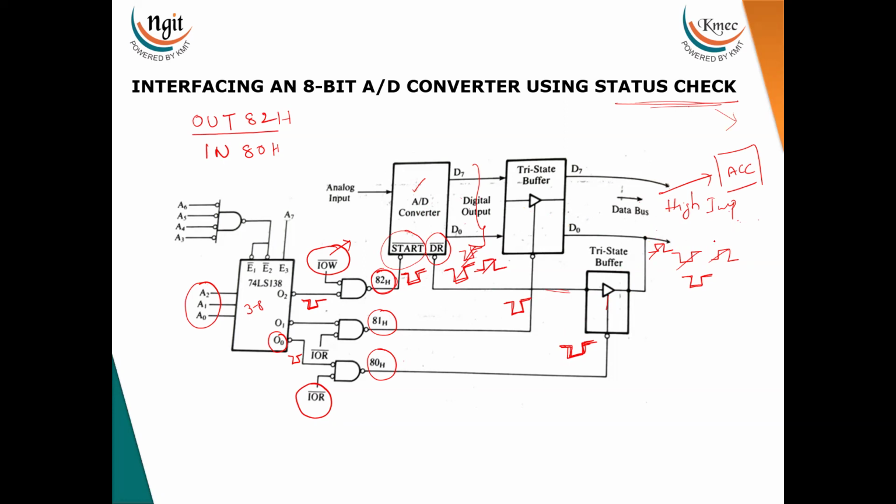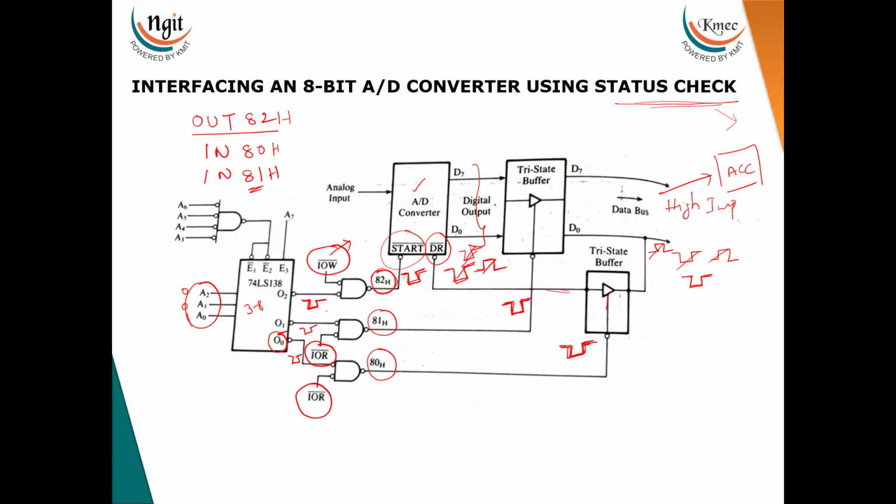Once the conversion is completed, it checks the status. If the status is low, then it executes IN 81H. IN means the control signal is the IO read control signal. With 81H, the last bits are 001, which means output 1 will be enabled. Thereby it generates the control enable signal over here.